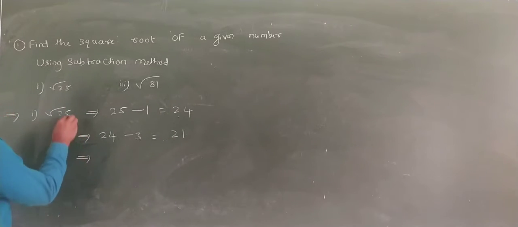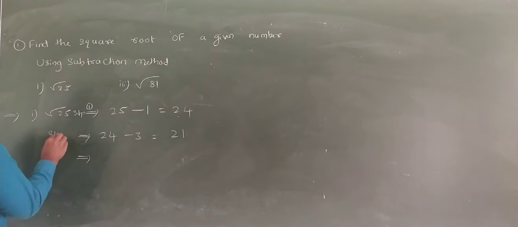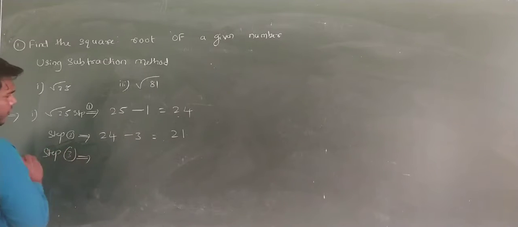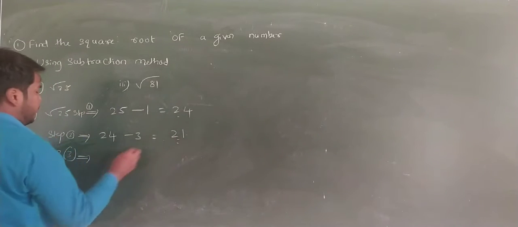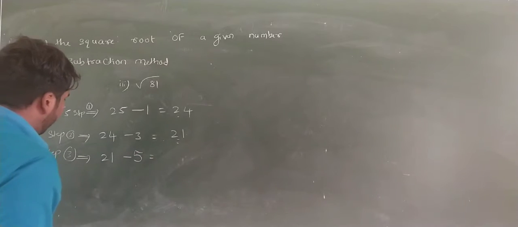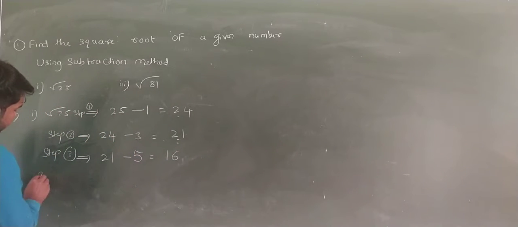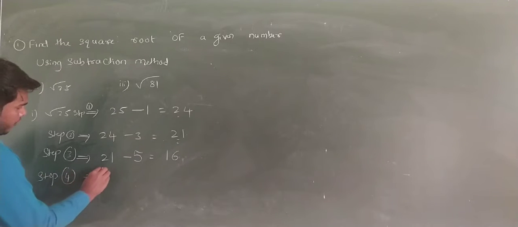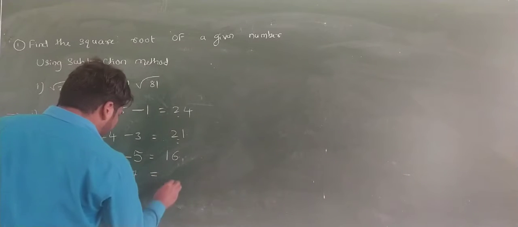Similarly, this is step 1, step 2, and this is step 3. Next is 21 minus 5. The next odd number is minus 5. So 21 minus 5 is 16. This is step 3. Step 4 is 16 minus 7. So what is 16 minus 7? You have 9.